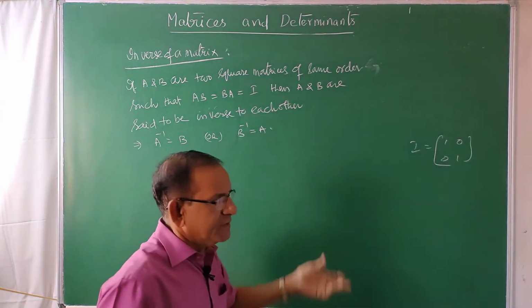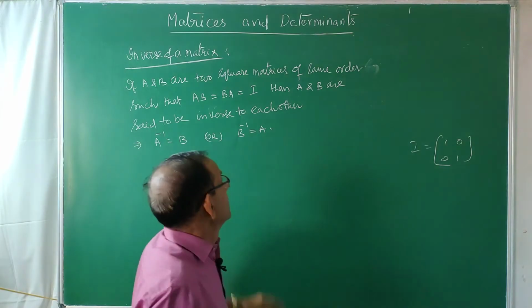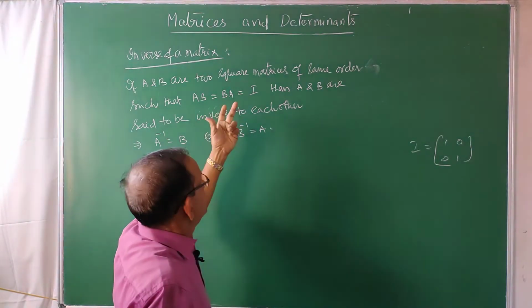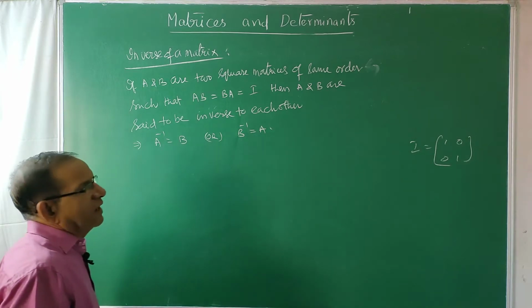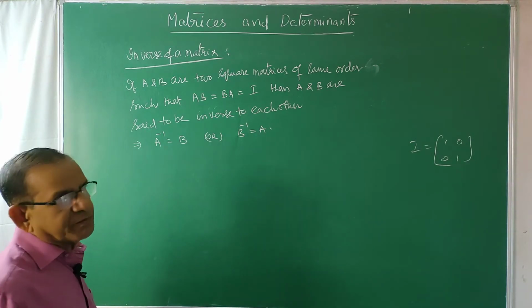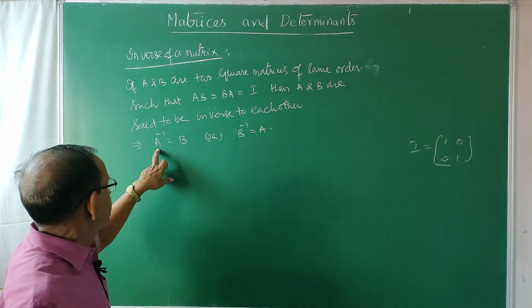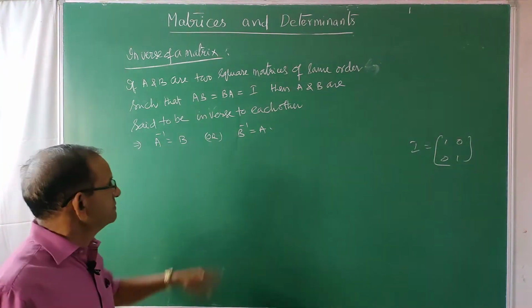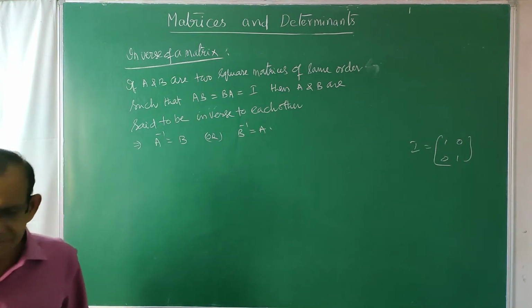If it is a 3 by 3 order, you will get 1 0 0, 0 1 0, 0 0 1. Product must be equal in both the directions. AB must be equal to BA, which is equal to I, the identity matrix. Then A and B are said to be inverse to each other. Then we write it as either A inverse is equal to B or B inverse is equal to A.